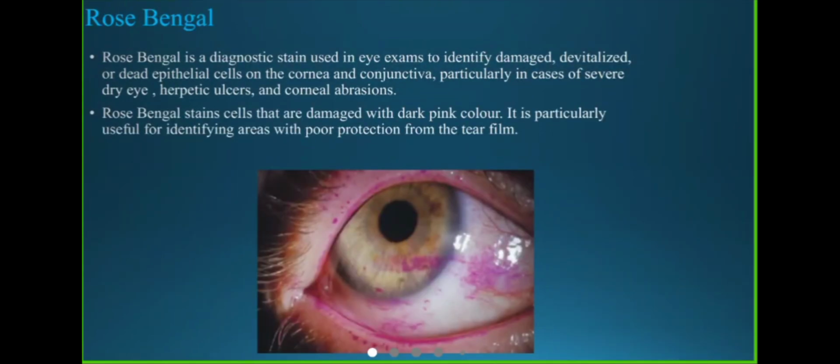The other one is also done in the same way as the fluorescein stain.